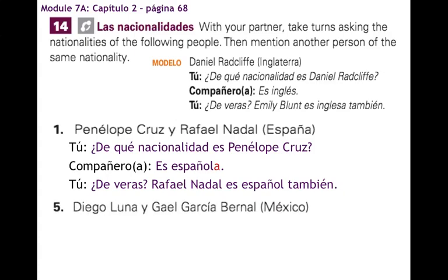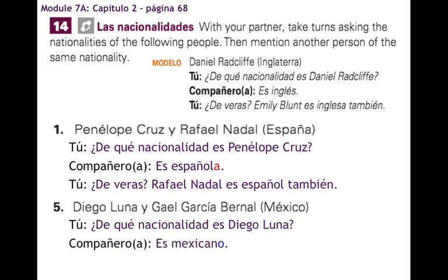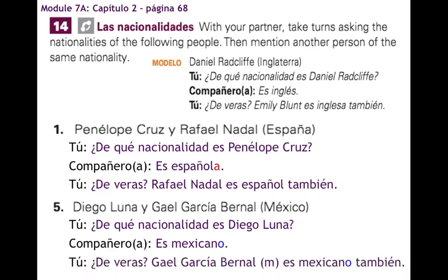Diego Luna, masculine, and Gael García Bernal, also masculine. So I want you to ask me now, what nationality is Diego Luna? I hope you said, ¿de qué nacionalidad es Diego Luna? And I'm going to answer you, es mexicano. And I want you to say to me, really? Gael García Bernal is Mexican too. And that's masculine. Muy bien, I hope you said, ¿de veras? Gael García Bernal es mexicano también.